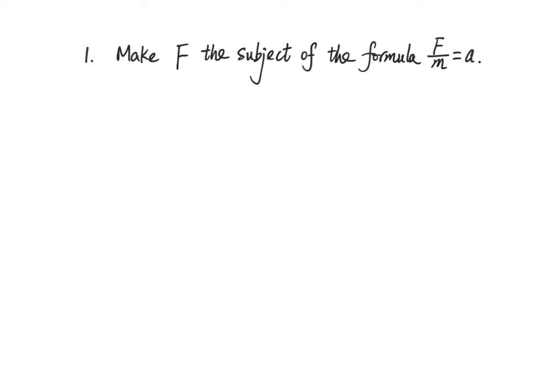This is called topic number 3, change of subject, basic level. First example, make f the subject of the formula f over m equal to a. So let's copy down the formula first, f over m equal to a. We need to make f the subject.